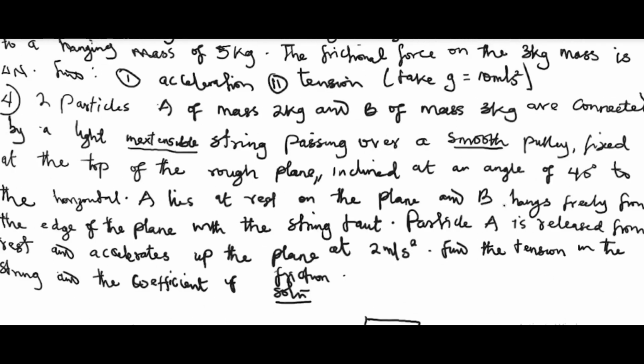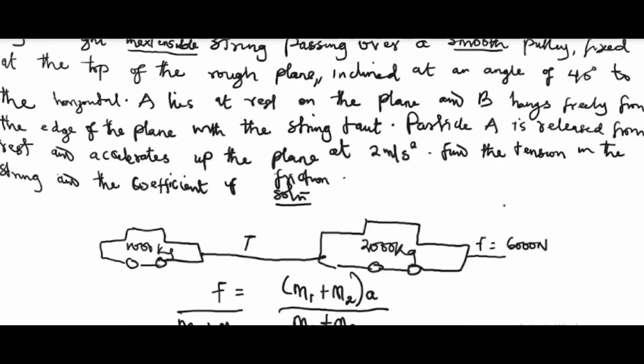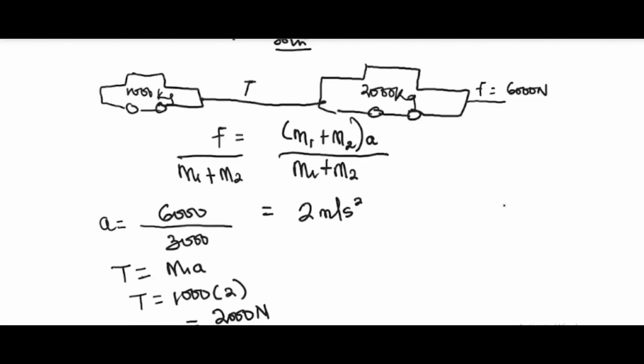Question number 4. To rest on the plane, Y B hangs freely from the edge of the plane with the string taut. The string taut means the string is not stretching, right? Particle A is released from rest and accelerates up the plane at 2 meters per second squared. That acceleration is given. We are to find the tension and the coefficient of friction. Okay, so let's start.